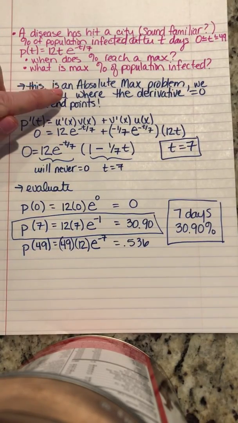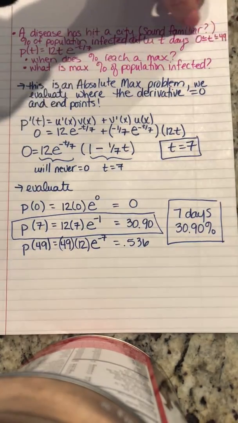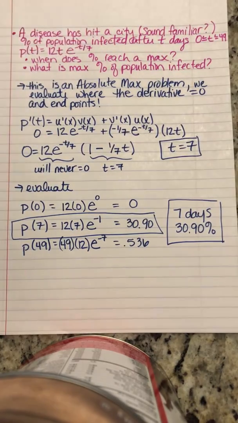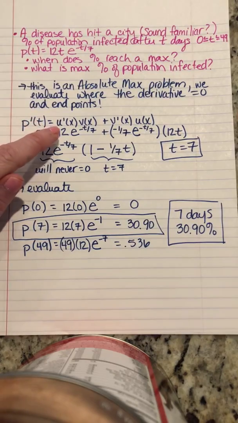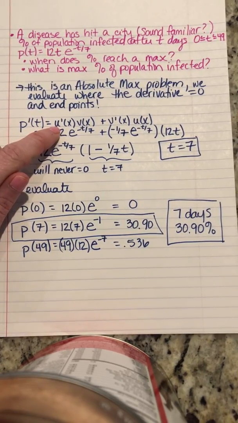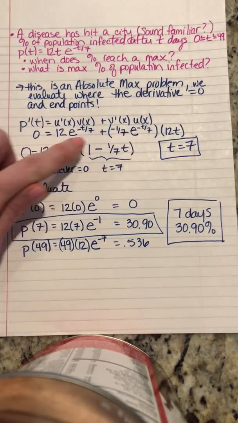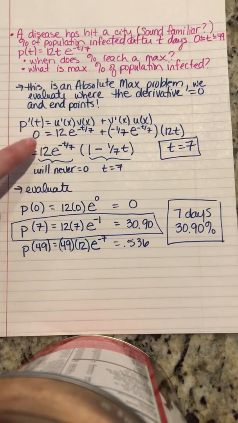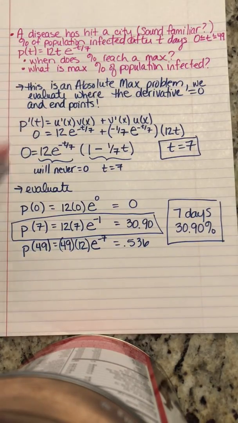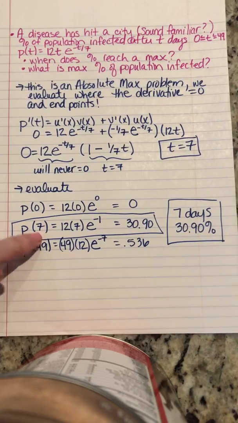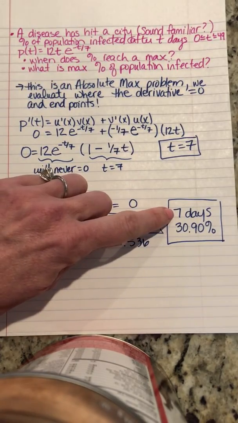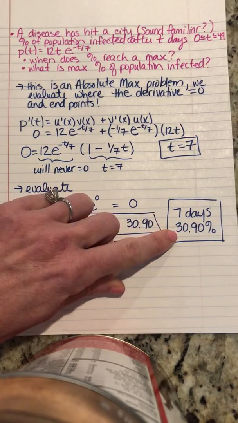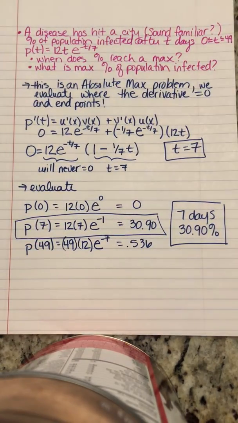Again, it's an absolute max problem where you're supposed to plug in the endpoints and where the derivative equals 0, but it usually always turns out to be this number. It's a product rule, and the product rule has some tricky factoring, so I put it in here. But just so you know, if you get this problem, it's going to be that number in the denominator. And I've shown you here. And it occurs at 7 days, and it's 30.9%. Email me questions on that one if you have it.